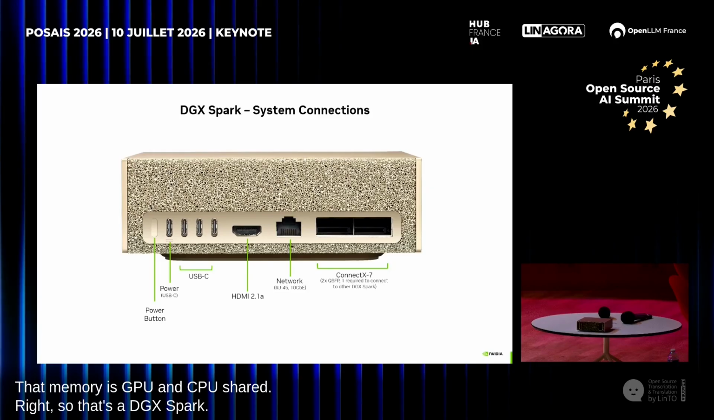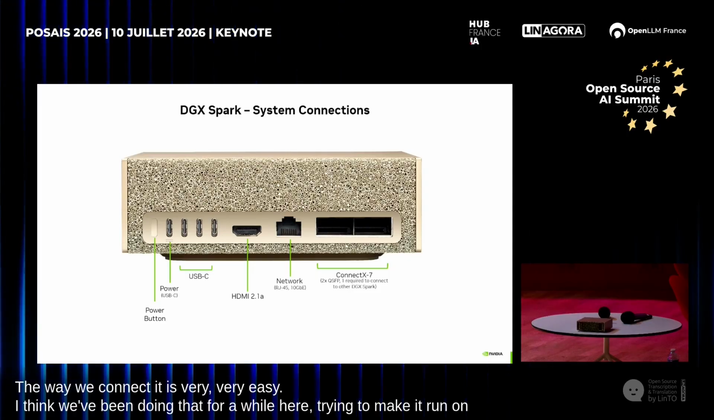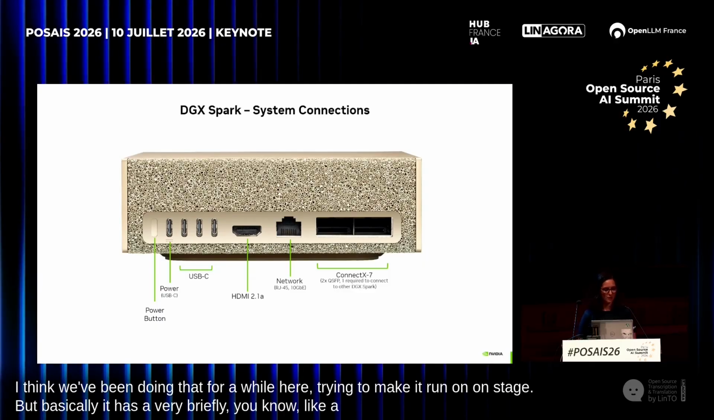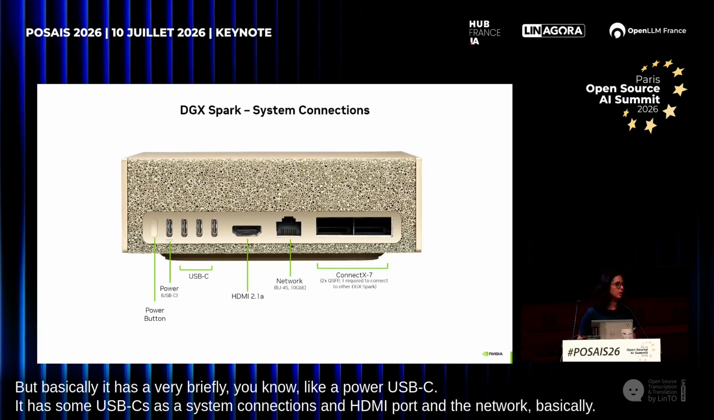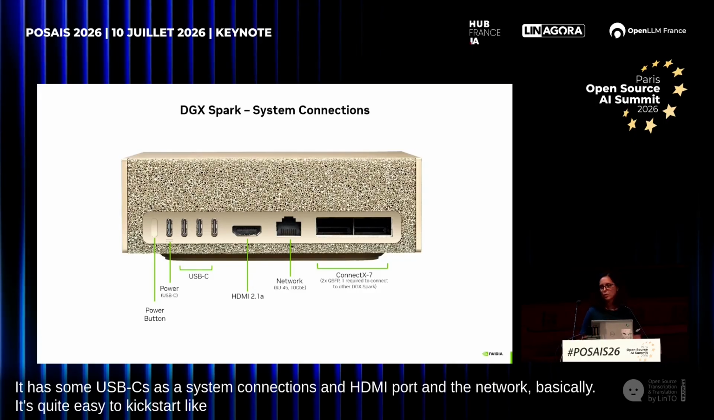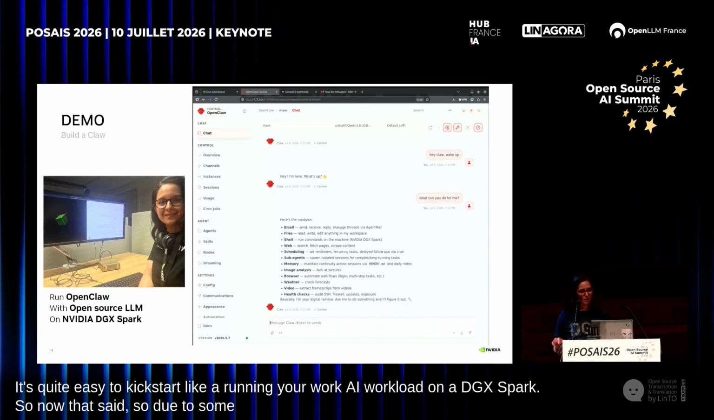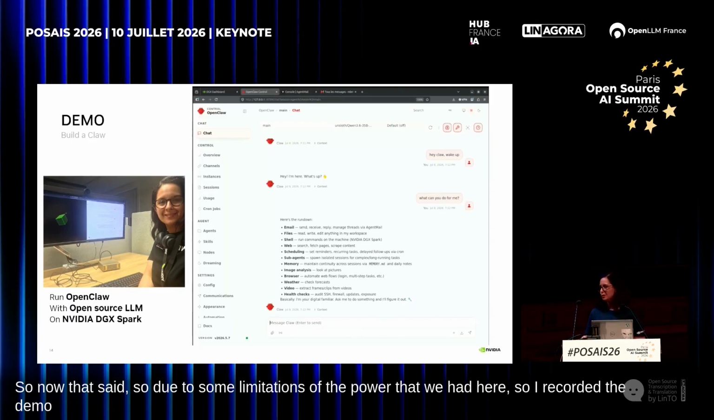The way we connect it is very, very easy. I think we've been doing that for a while here, trying to make it run on stage. But basically, very briefly, it has a USB-C for power, some USB-Cs for system connections, an HDMI port, and the network. It's quite easy to kickstart running your AI workload on a DGX Spark. So now that said, due to some limitations of the power that we had here, I recorded the demo, and I recorded the demo 2 days ago.